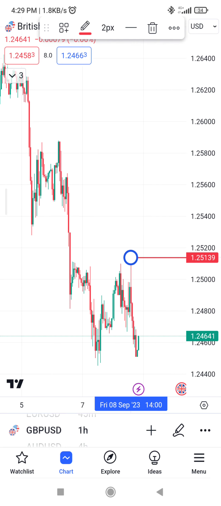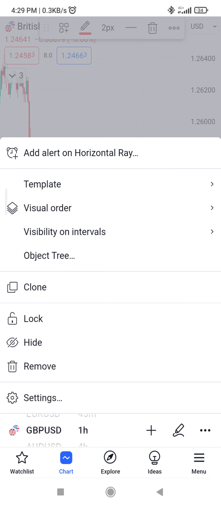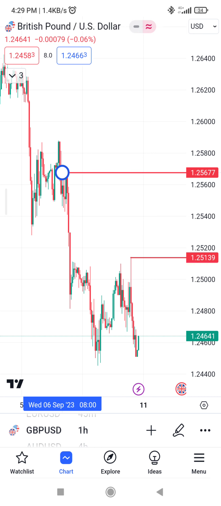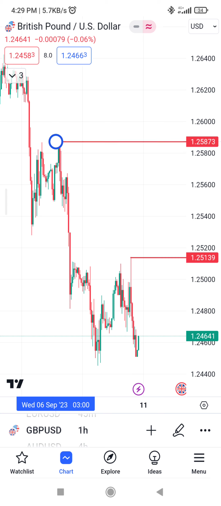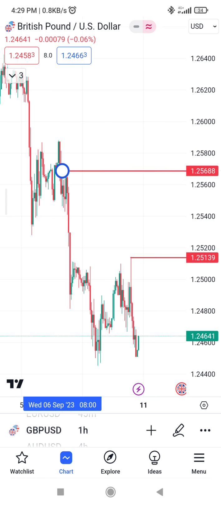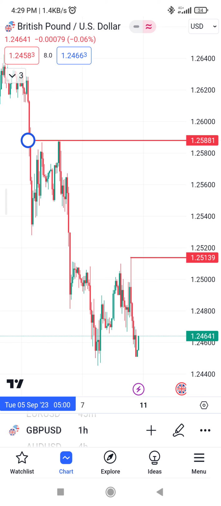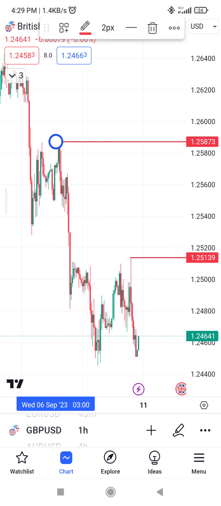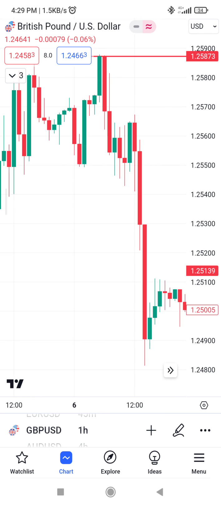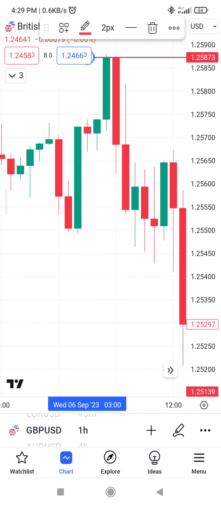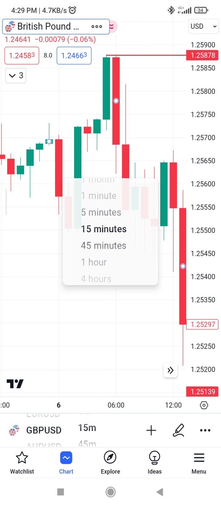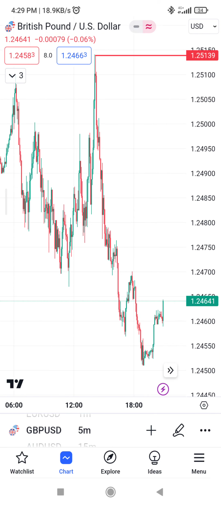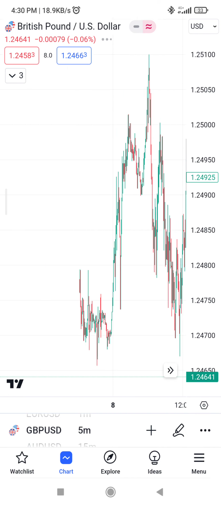I'm going to mark another. Clone this. Let me lock this so that I will not shift it. Instead of me marking this, I'm going to mark the one that is higher because they are close to each other here. Okay, so I'm going to ignore this and mark this. This is the next one that is higher, right? Make sure it's accurately marked. Go to 5 minutes and see. Yeah, that's marked well.